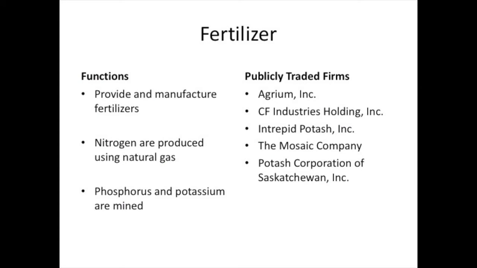Fertilizer firms provide and manufacture fertilizers, so there are major firms that are multinational in nature and produce fertilizers. There's three major types of fertilizers: nitrogen, phosphorus, and potassium. Nitrogen is produced by using natural gas. Phosphorus and potassium are mined.